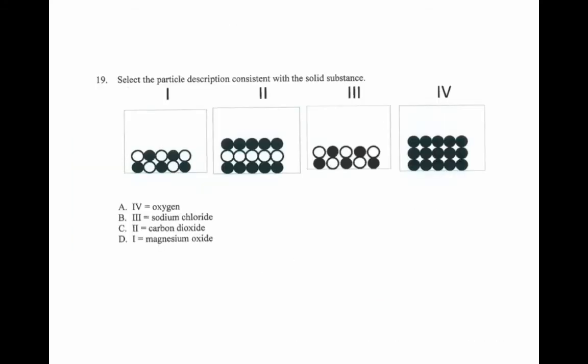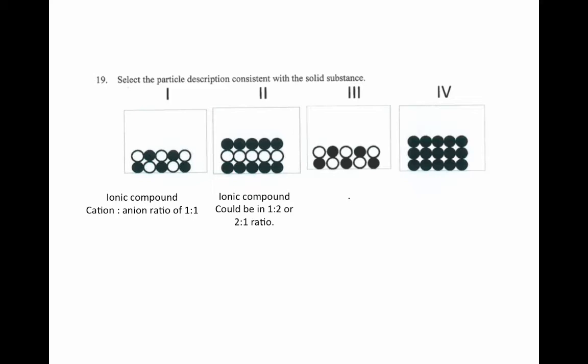Here's an exam question that combines these ideas. It says select the particle description consistent with the solid substance. So they're all packed together as solids, and there's different choices. To answer this one, I wouldn't look at the choices. Let's first see what the different diagrams are representing. The first one looks like an ionic compound with this alternating pattern and a cation to anion ratio of 1 to 1. What does the second one represent? Also looks like an ionic compound that could be in a 1 to 2 or a 2 to 1 ratio.